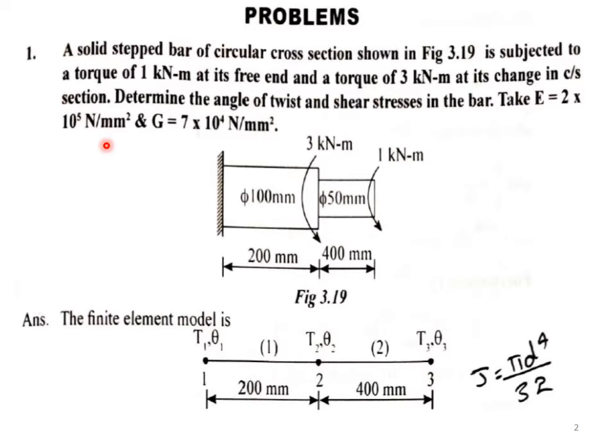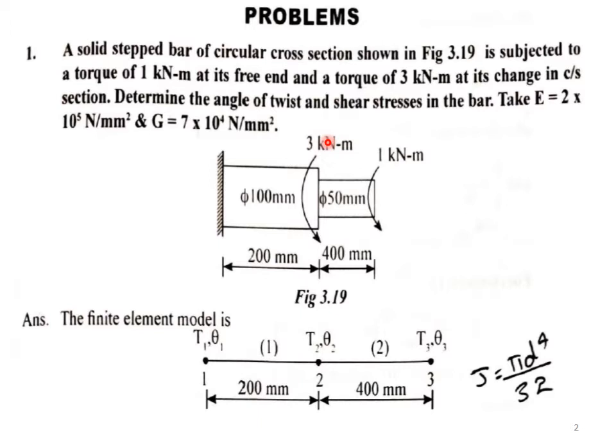Take E equal to 2 into 10 to the power of 5 Newton per mm square and G equal to 7 into 10 to the power of 4 Newton per mm square. So we can see the figure here. This is a solid stepped bar of circular cross section. Two different cross sections are there. One is of 100 mm and the other one is of 50 mm diameter. The 100 mm diameter is of 200 mm length and 50 mm diameter is of 400 mm length.